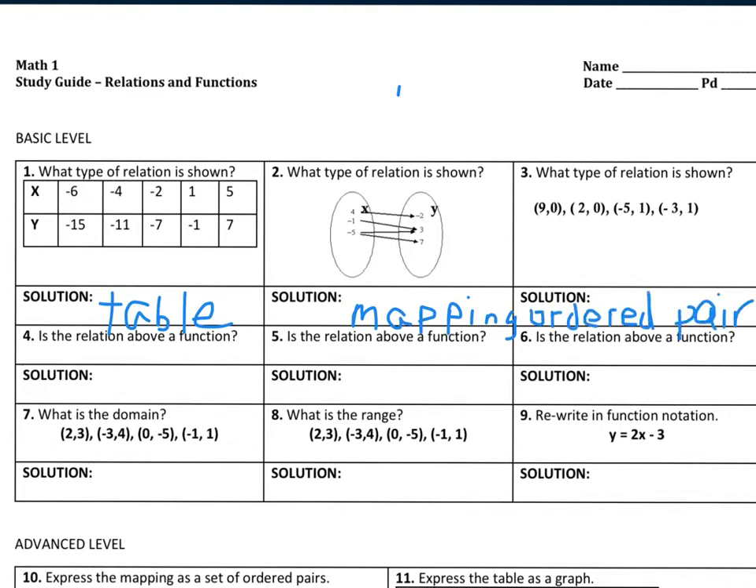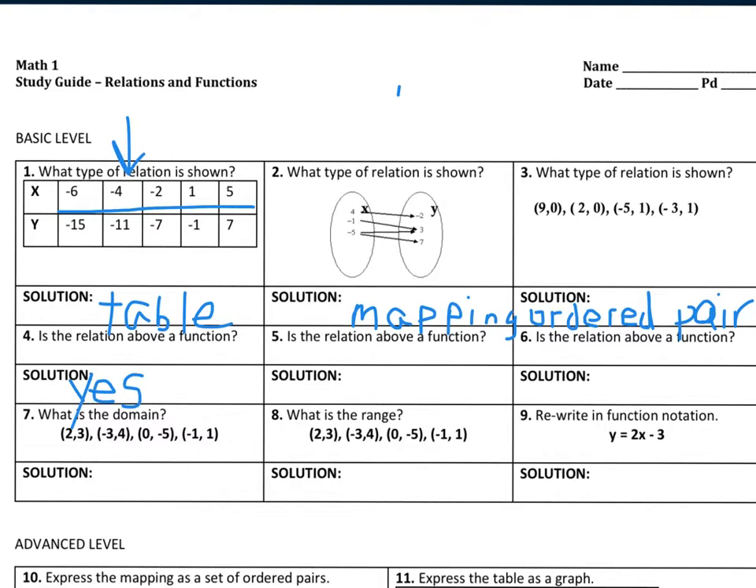Questions 4 through 6 are asking you to determine whether the information that they gave us was a function or not. So looking at this table here, we need to make sure that there's no multiple outputs for any one input, or simply do the x's repeat. So taking a look at the x's in my table, I have -6, -4, -2, 1, and 5. None of those x values repeat, therefore yes, that one is a function.